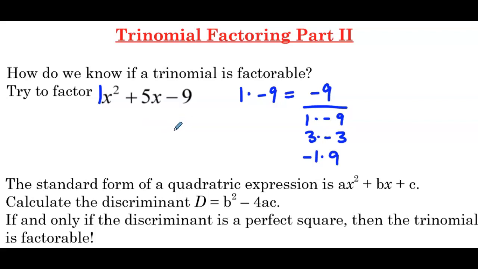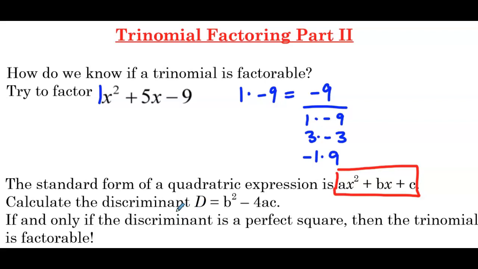Well, how do we know for sure though? Well, the standard form of a quadratic expression is ax squared plus bx plus c. So a is the coefficient of the x squared term, b is the coefficient of x, and c is our constant term. We can calculate something called the discriminant of a quadratic, which is equivalent to b squared minus 4ac. And once we find that value, if and only if the discriminant is a perfect square, then the trinomial is factorable.